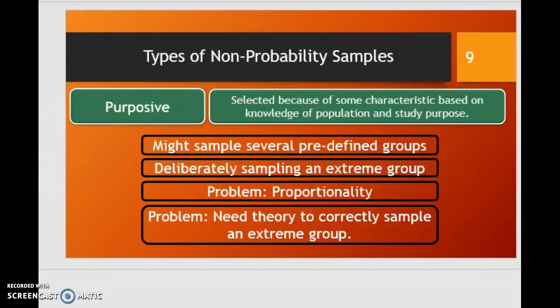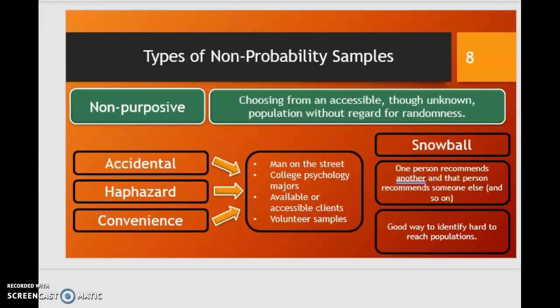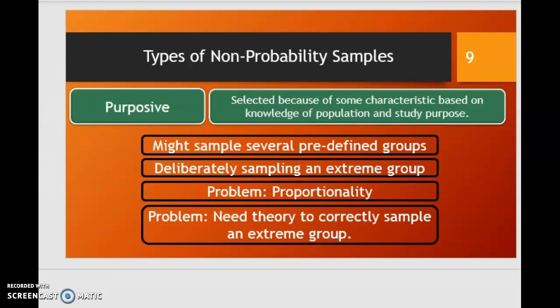The good thing about purposive sampling is that we have what we call predetermined groups, and so we can deliberately sample extreme groups, but there are problems often with proportionality. Purposive sampling is often used when we have an intent.